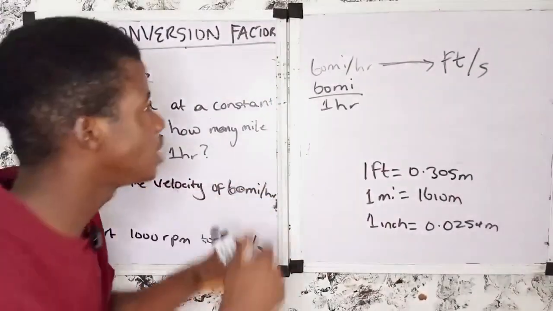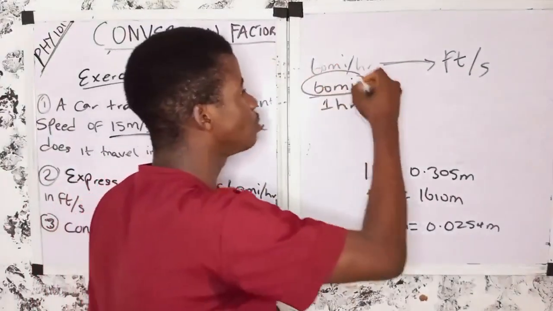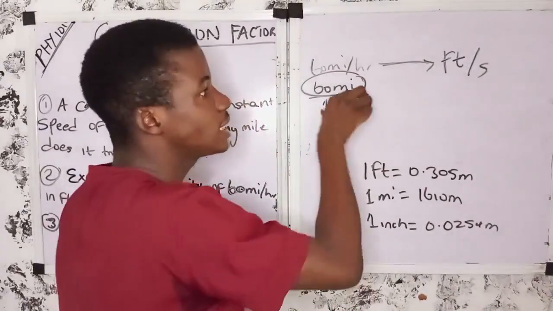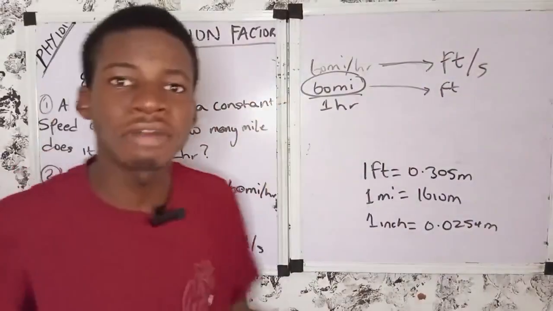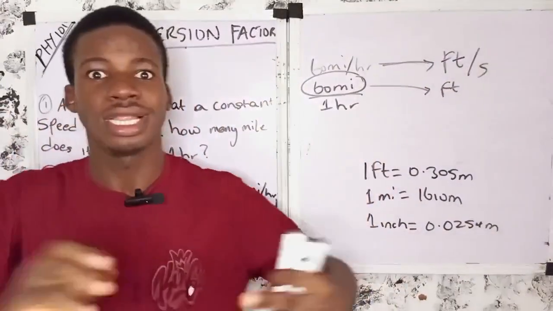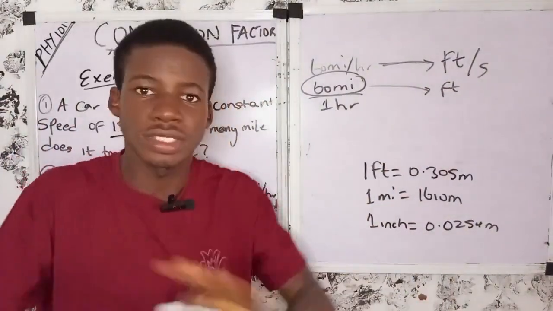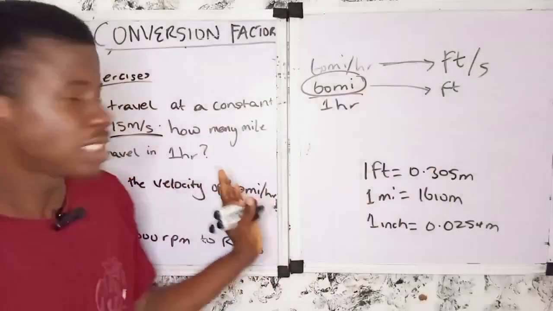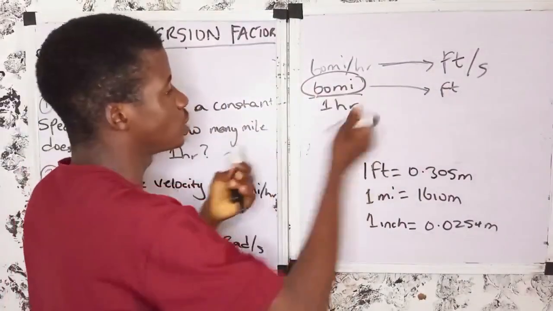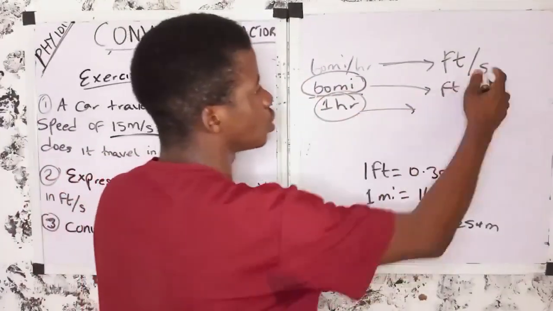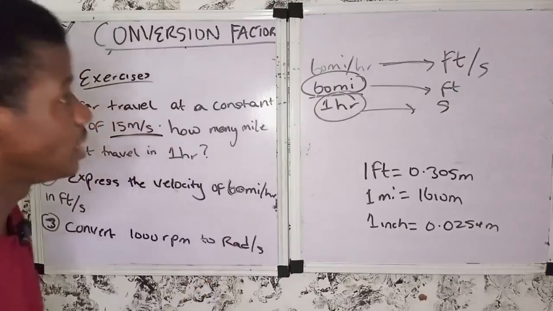Now, what are they telling us to do? They're telling us to convert this system. We convert mile to foot, because mile and foot are talking about length. Hour and seconds are talking about time. So we'll convert this 60 mile to foot, then this 1 hour to seconds. So it's very easy.